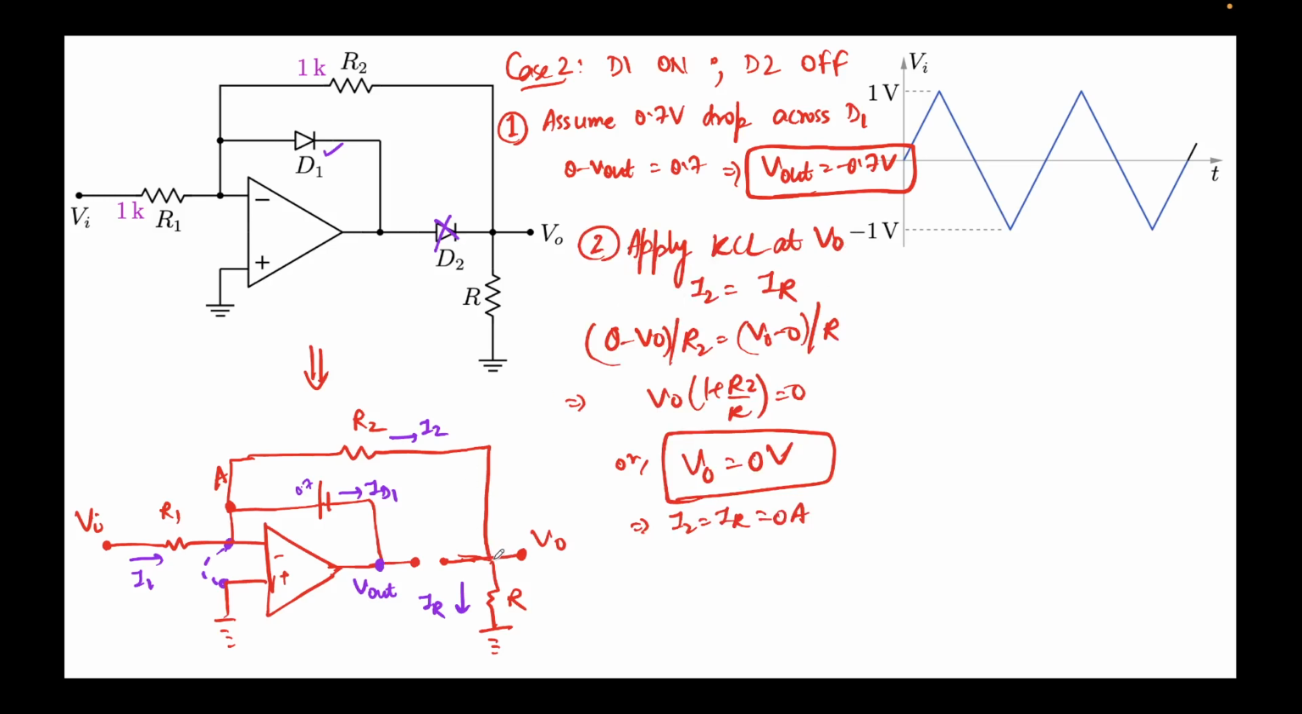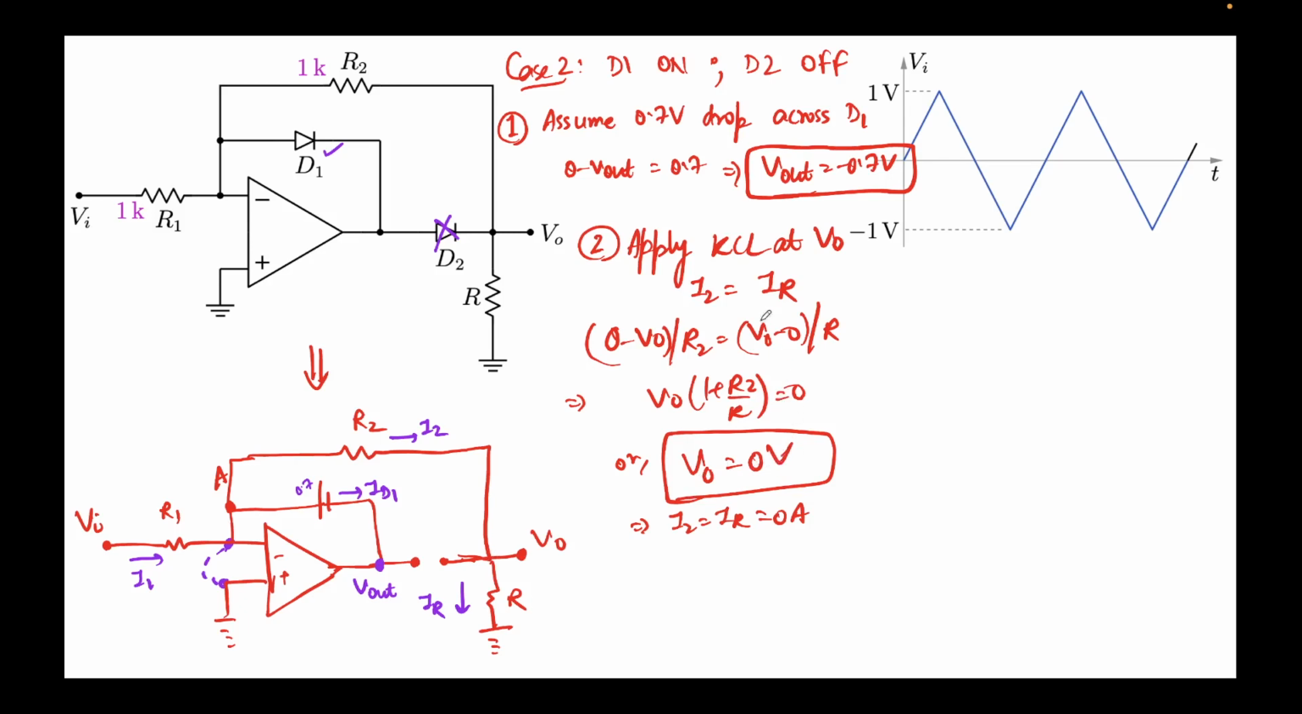Similarly, I'll again apply KCL, this time at V0. So you can say I2 equals IR. There's no current flowing from this branch, so I2 should be equal to IR. What's the value of I2? I2 is 0 minus V0 over R2. IR is V0 minus 0 over R. Again, I rearrange the terms and take V0 common: V0 times 1 plus R2 over R equals 0. This is possible only when V0 equals 0. So this node is sitting at 0 volts.